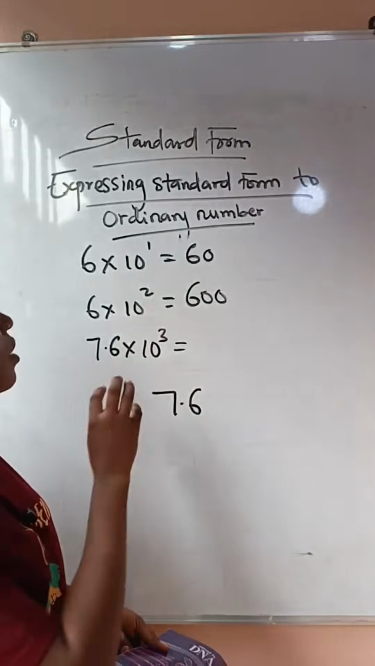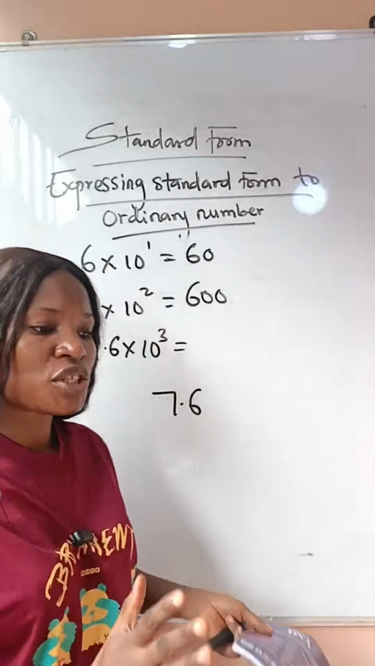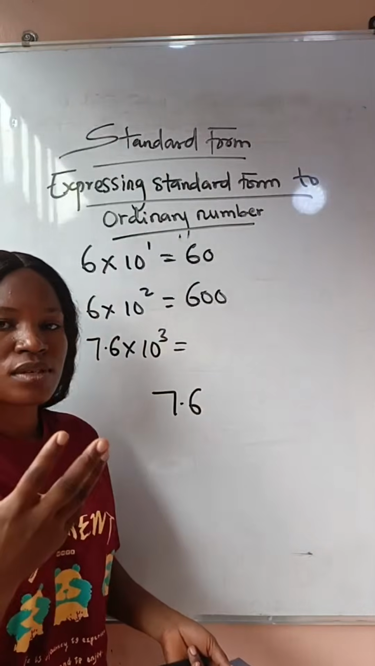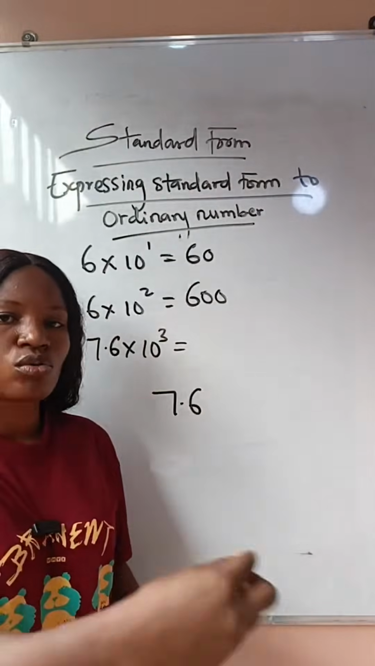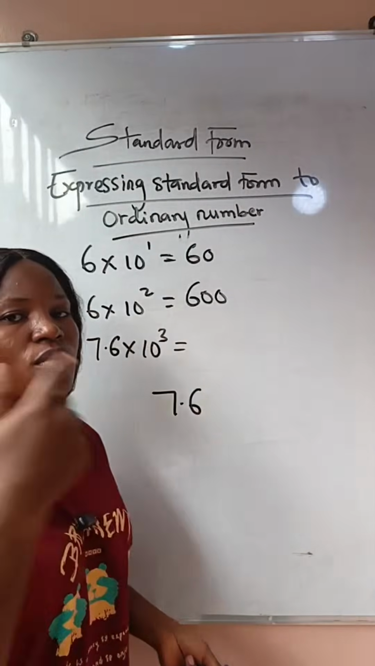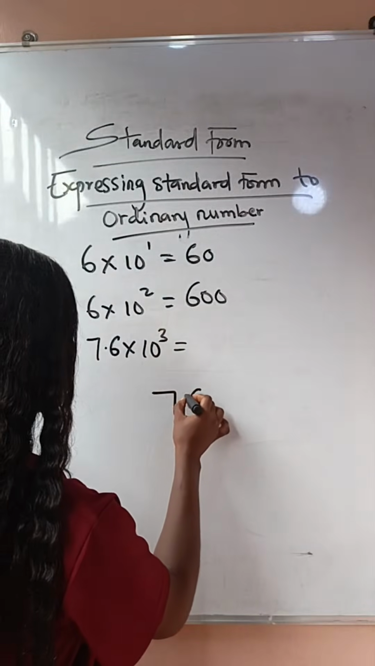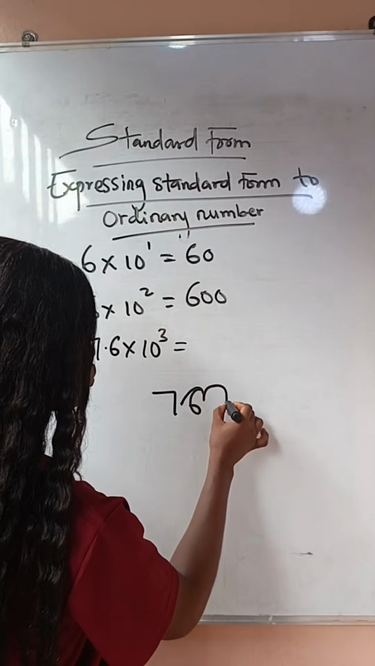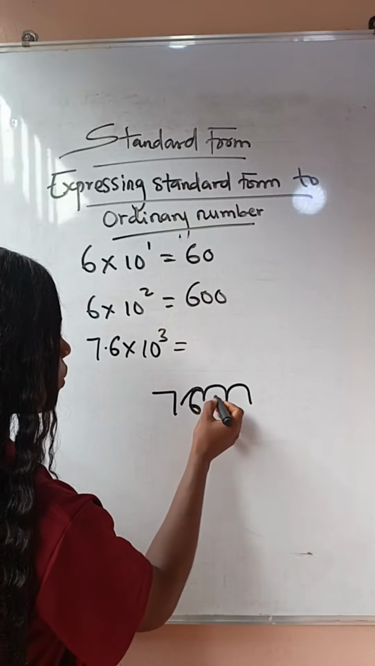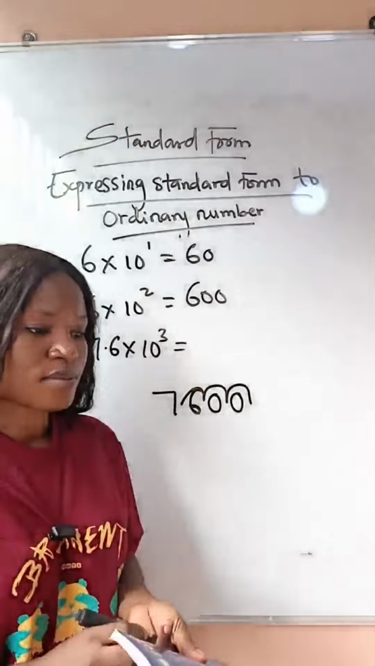Remember, this time around, your number is already in standard form. We are changing it to ordinary number. So when you look at your n and it is positive, it is telling you that this is a whole number. So because it's a whole number, you shift your decimal point to the right, positive to the right. So we do that 3 times. We have 1, 2, 3. Now you can see that here we have 6, but we don't have anything here and here. We are going to complete them with zeros.